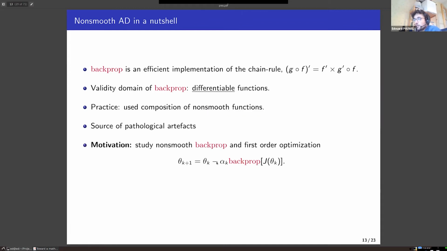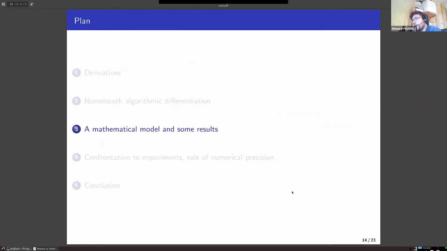So the starting motivation for this work was to understand backpropagation in the non-smooth context, to understand the potential artifacts, and to study their impact on first-order optimization algorithms, remembering that those are the most widely used tools for neural network training, for example. And if there is one thing that you need to remember from the presentation, it is the following: algorithmic differentiation is an operation on programs, meaning on functions given in the form of a composition. So it's an operation on the composition and not on the function itself. Right? Okay, so let's see some theoretical results that we obtained.